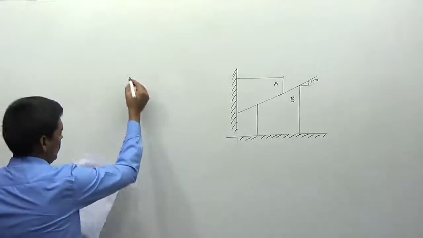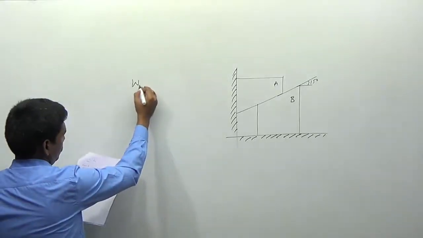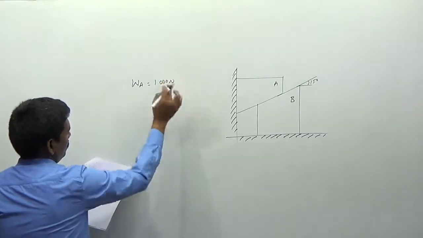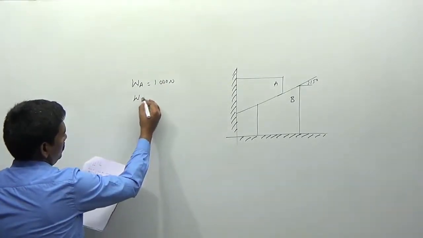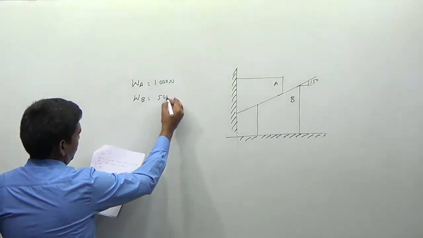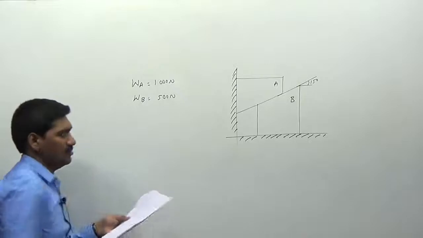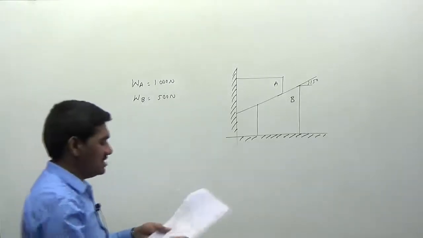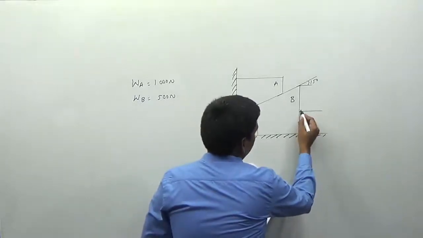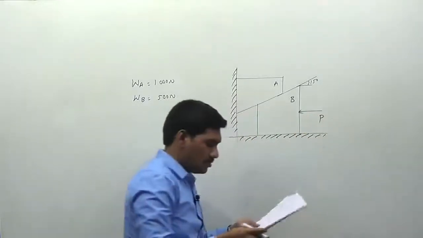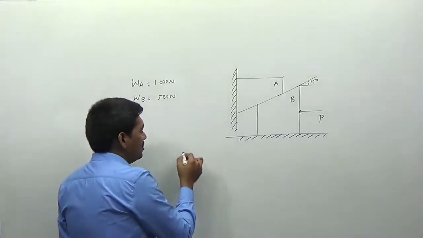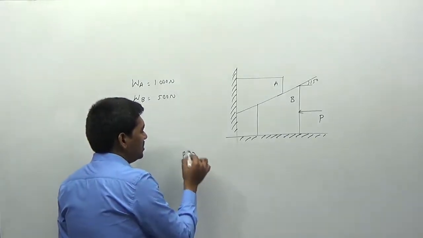The weight of block A is 1000 newtons, and the weight of block B is 500 newtons. So what is the purpose of this arrangement? A force is being applied here. We have to determine the force P which is necessary to provide the motion of the block.